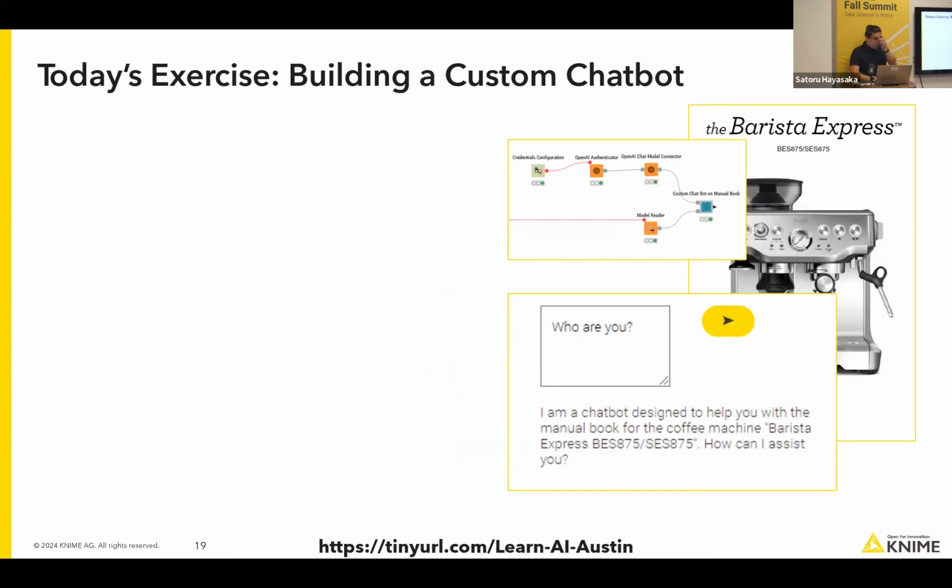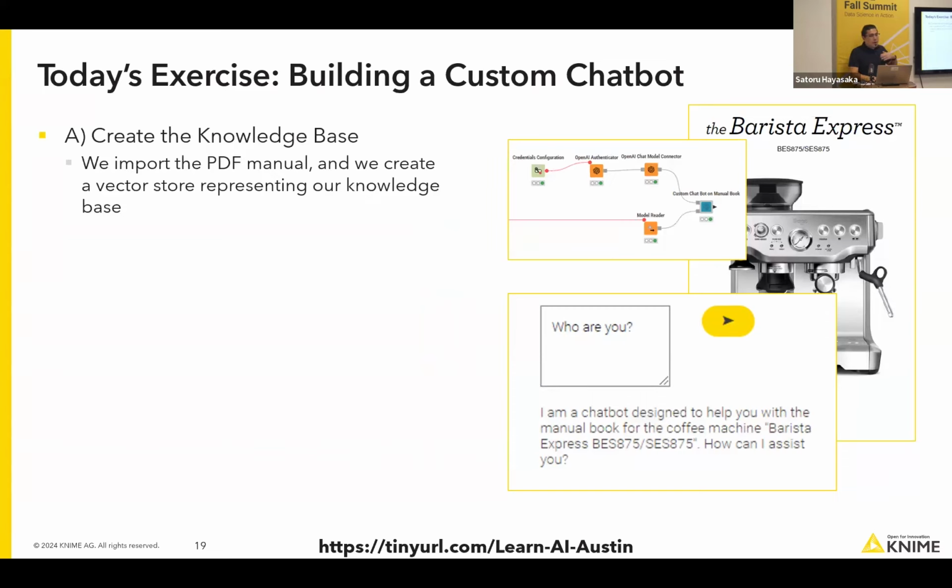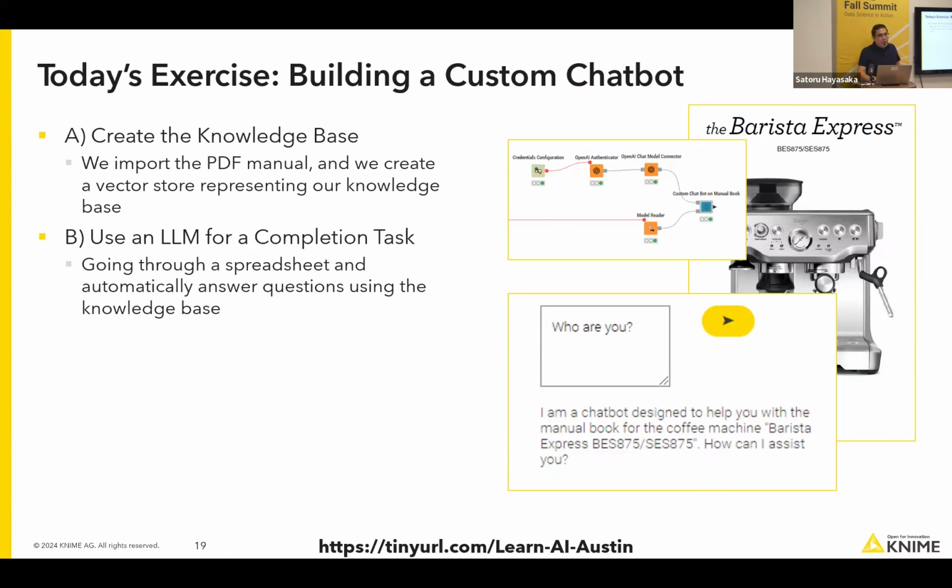And so there are different steps to build this chatbot. The first step is to create a knowledge base. So basically import the PDF version of the manual, create a vector store, and create a knowledge base to be used later on. In the second step, we're going to be using an LLM for a completion task. We're going to be going through a spreadsheet filled with different questions, and you try to do some prompt engineering so that you'll be able to come up with an answer to that question.